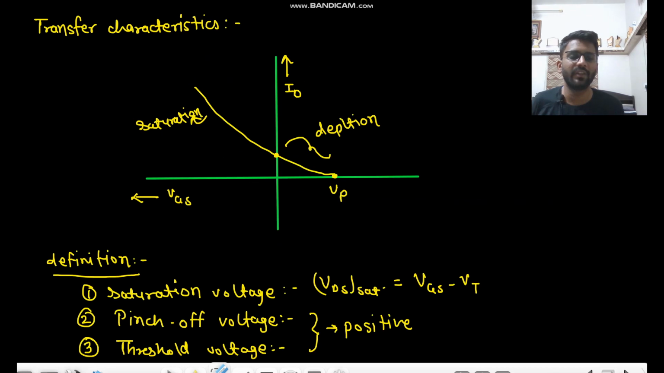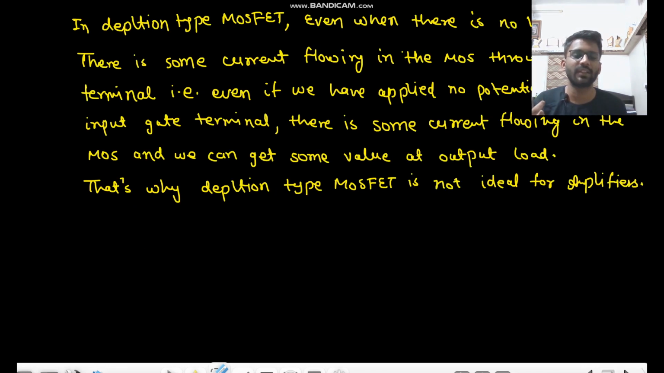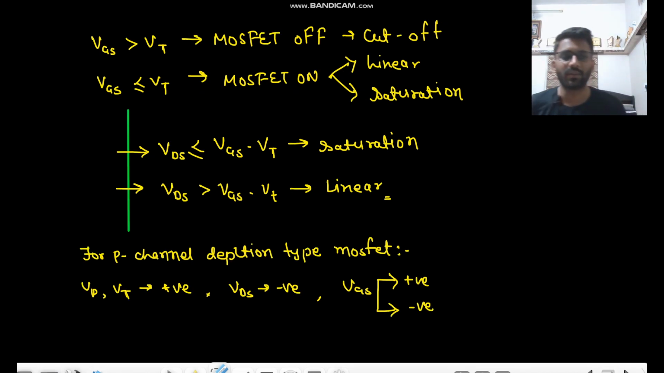Now we will see if the depletion type MOSFET can be used as an amplifier. So in depletion type MOSFET, can we use it as an amplifier? That analysis we will see in the next video. Okay. Thank you.